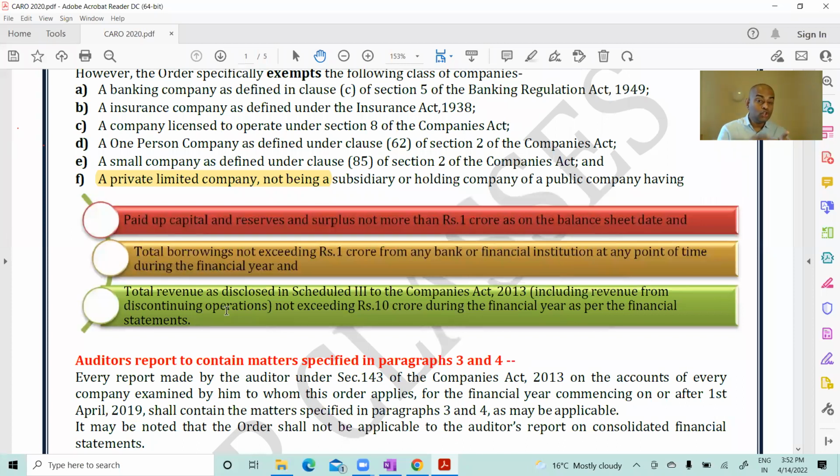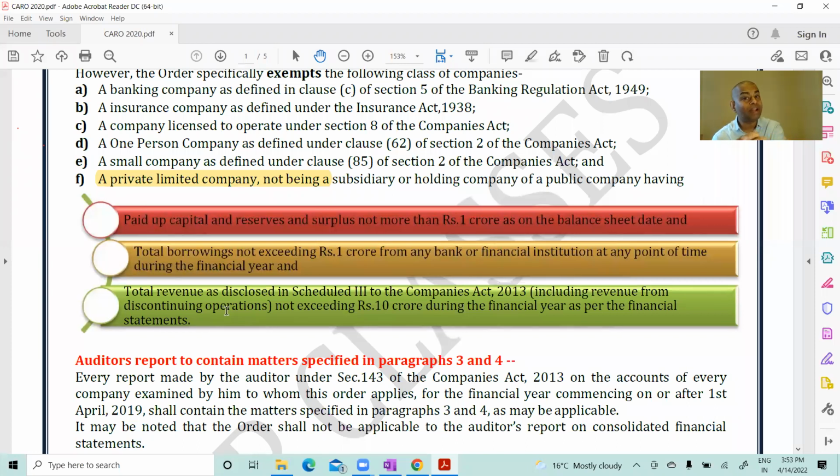Now that you have cumulatively satisfied all the conditions, you don't need to comply with this Caro reporting. For that private limited company, Caro is exempted.